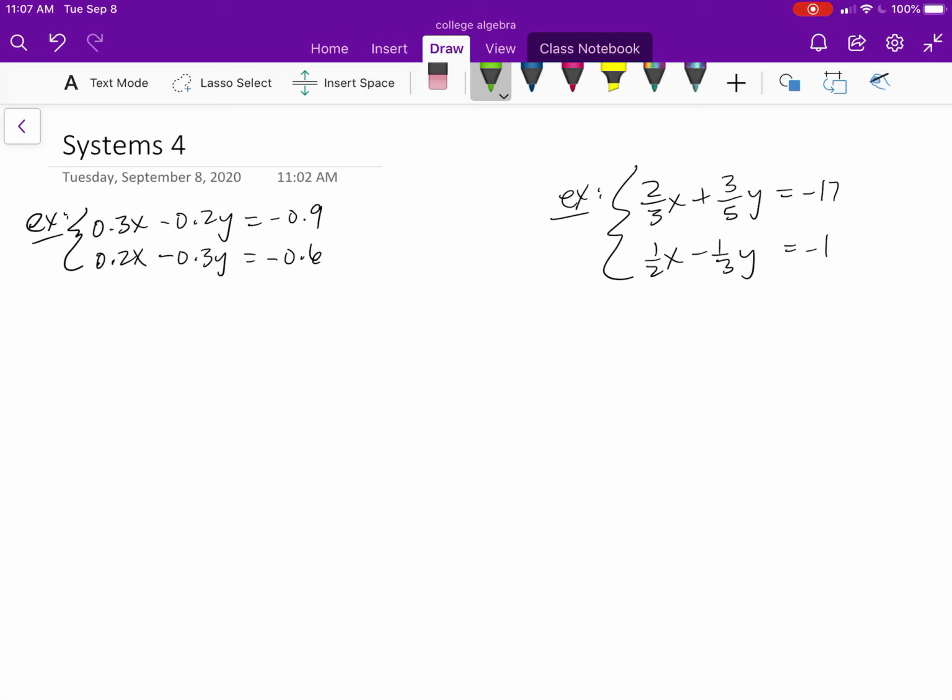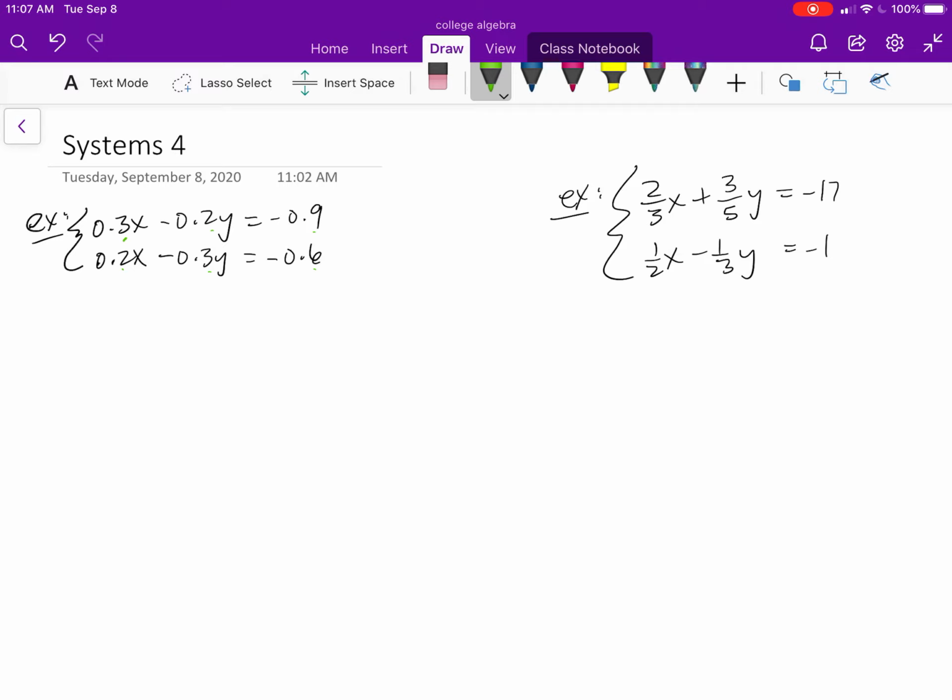So with the decimals, what we want to do is clear them, so multiply by some power of 10 that would eliminate all decimals. In this case, it's pretty straightforward. Every single coefficient just has one decimal, so we can therefore just multiply everything by 10.